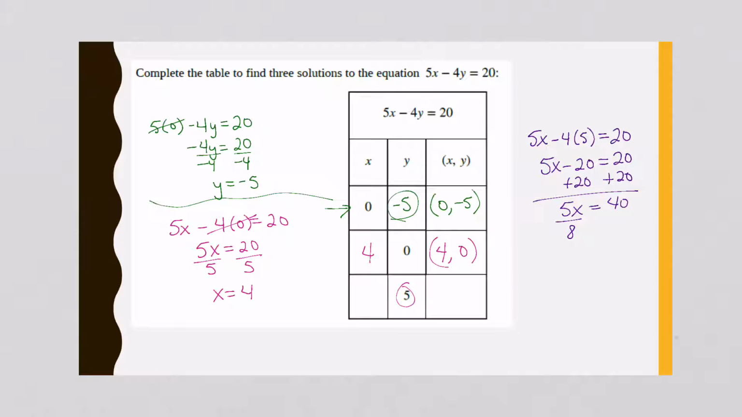Divide by, what am I doing? I'm giving you the answer, sorry. Divide by 5, x is equal to 8. So that means I have an ordered pair at 8, 5.